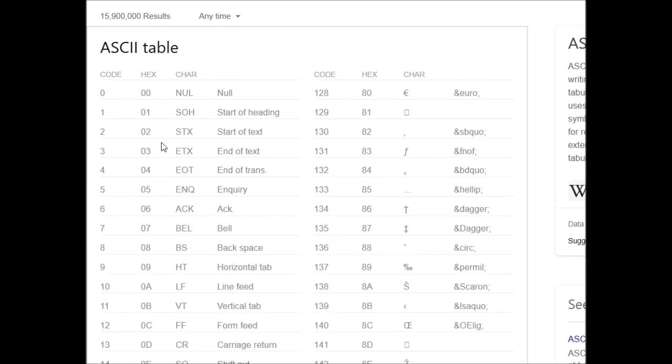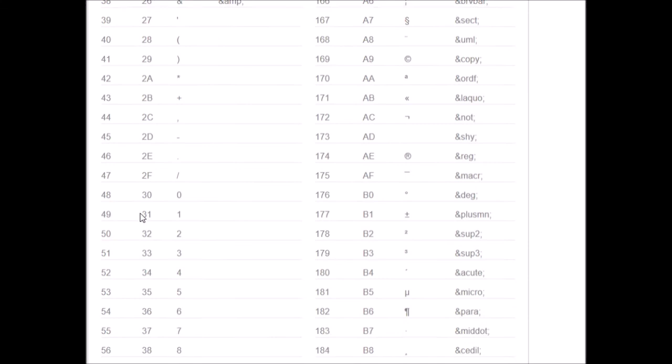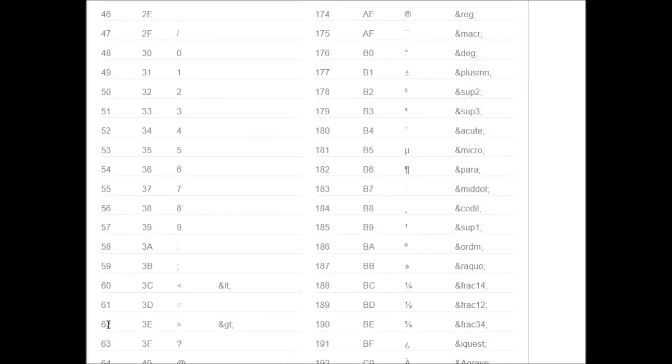So here we can see you have the hexadecimal code, you have the ASCII code right here. So these are ASCII code numbers. Basically these numbers represent characters. So if we wanted to see the letter A, it's ASCII code 65.